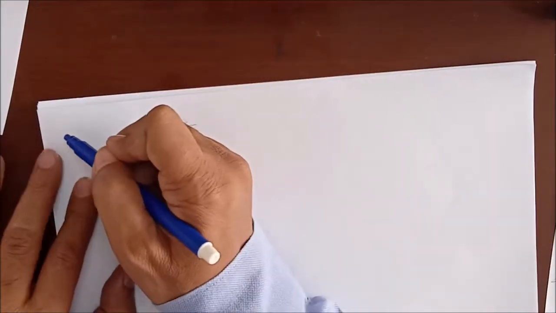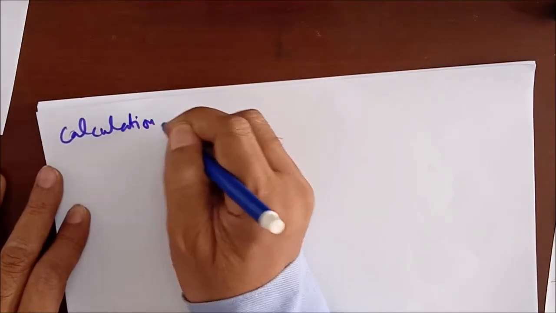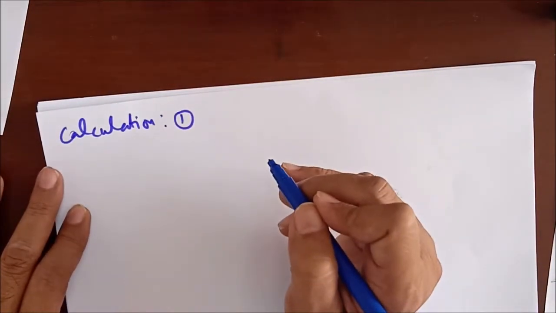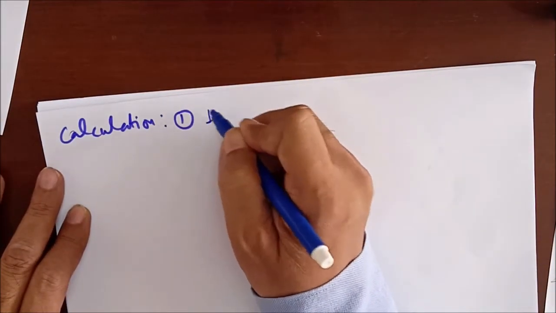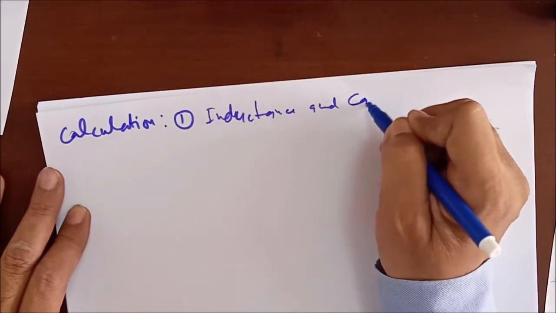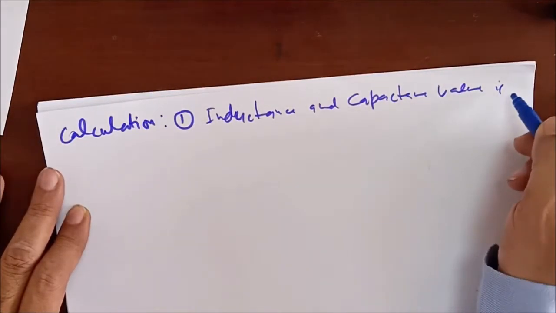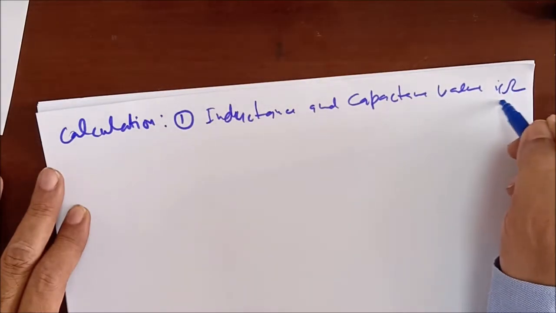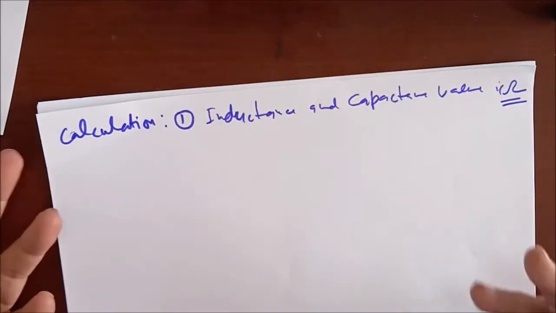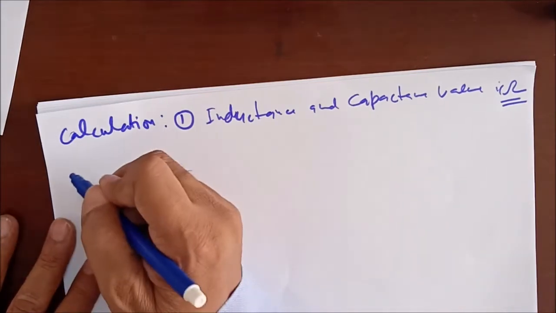Now coming to the next calculations. I have case 1, when the inductance and capacitance values are given in ohms. In such a case we can go directly, with no need to use a formula. It is very simple. Just I am showing you one example.